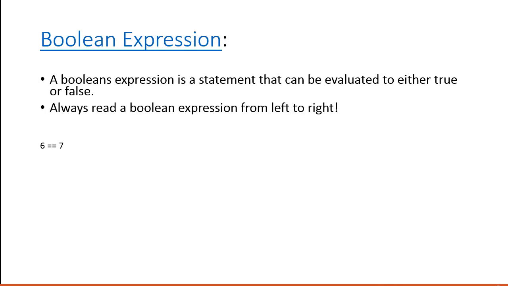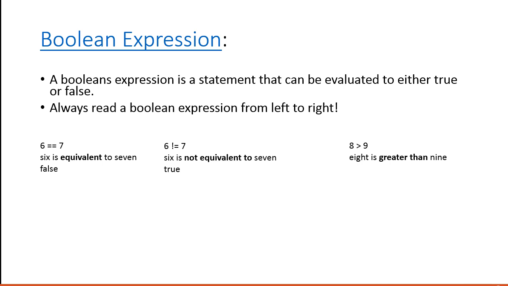So let's look at a couple Boolean expressions. Like I said, they can always be evaluated to either true or false, and we always read them from left to right. So, this one, 6 is equivalent to 7. That's the statement, and that statement is false. 6 is not equivalent to 7. That is true. 8 is greater than 9. That is false. 102 is less than 102. That is false. 9 is greater than or equal to 9.